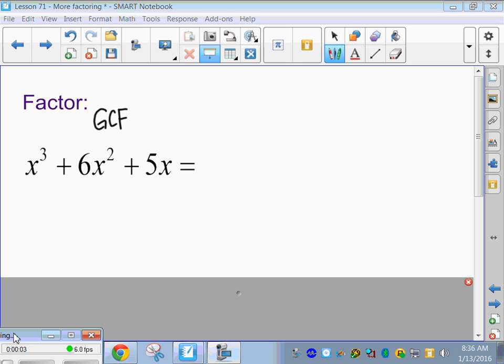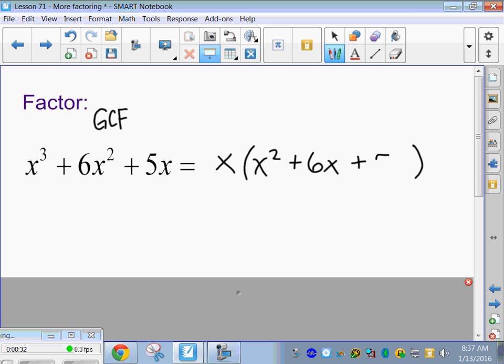GCF in this particular problem is, what's common to each term? 1x. So the first step, and you have to show this step in your work, is to factor out an x and put a big set of parentheses enough for 3 terms. So what's left over if I take out an x from right here? X squared. What's left over if I take out an x from right here? 6x. What's left over if I take out an x from here? 5. All right. The x stays in front.